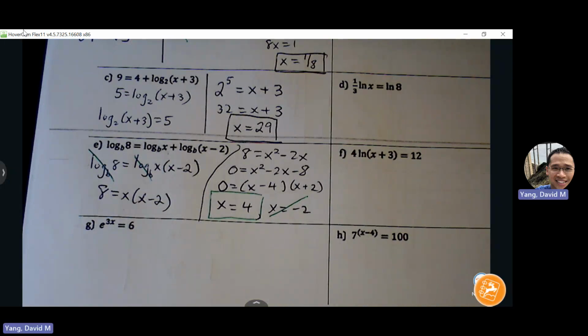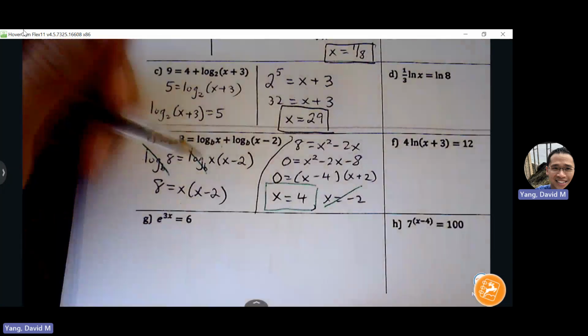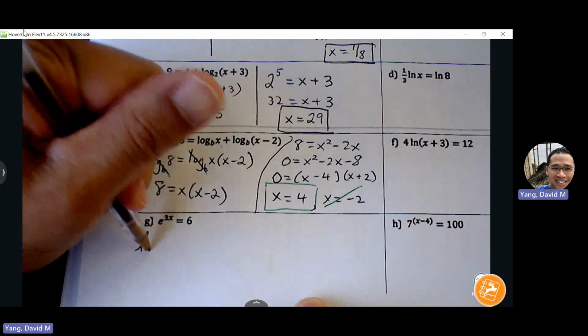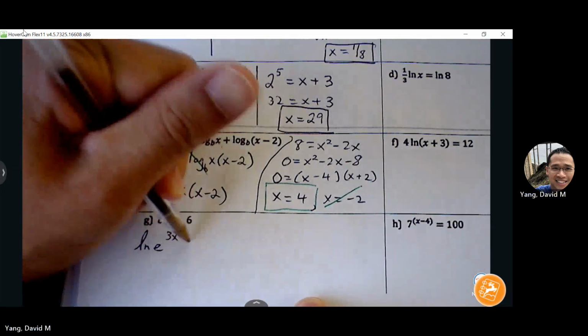Okay, part G, e to the 3x equals 6. So depending on the problem, sometimes we want to convert to exponential form because it's easier to work in that form. In this case, we want to get it into natural log form because that exponent is tough to deal with. But if I have natural log form, that exponent can move. So here, I'm going to convert to natural log form. In other words, I'll take the natural log of both sides.